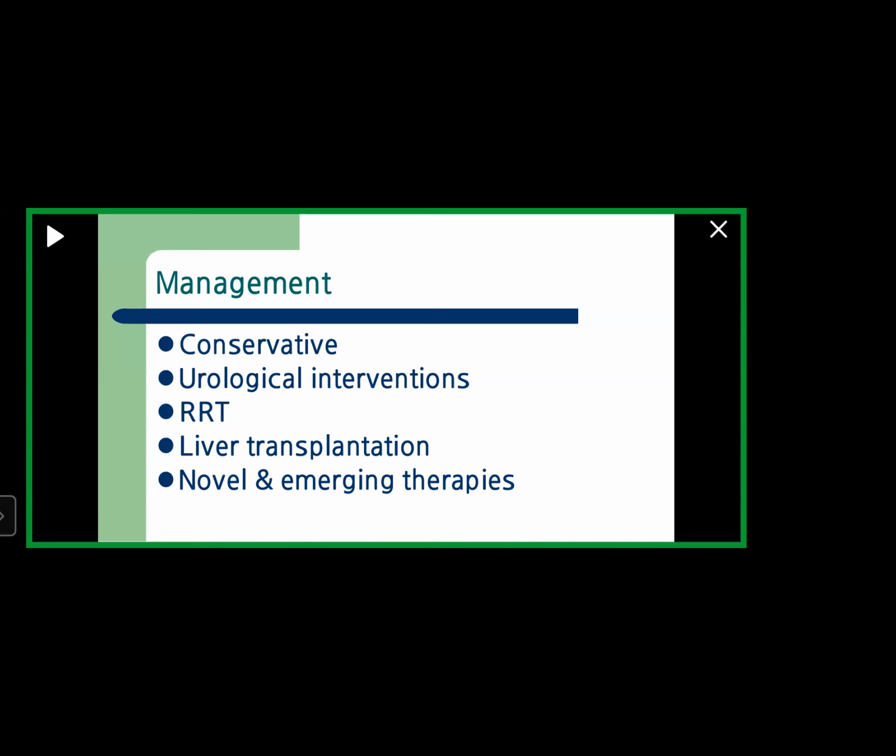And then we have the renal replacement. As we said, it's a progressive disease, more universally and more rapidly with type 1, but possibly with type 2 as well. Liver transplantation can have a role. And lastly, novel and emerging therapies.